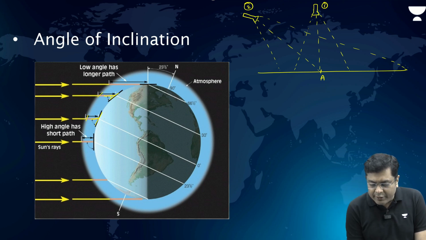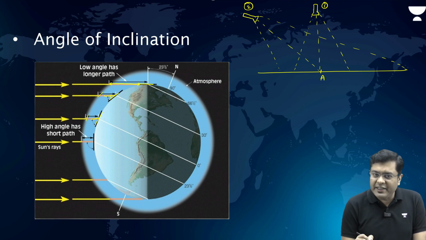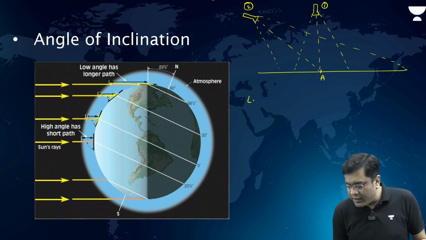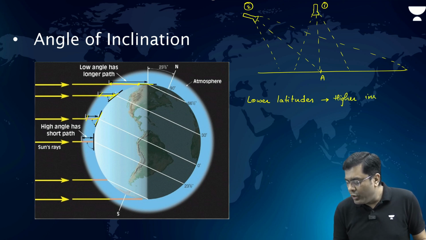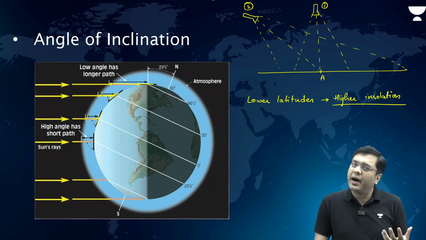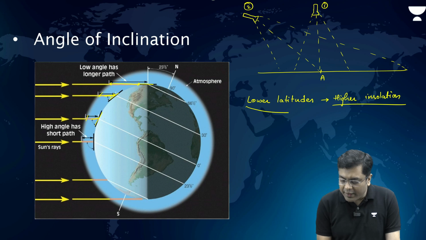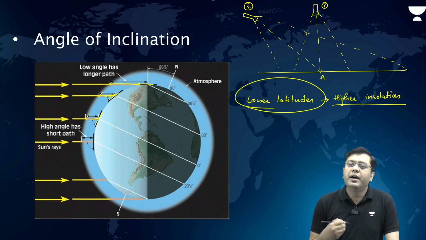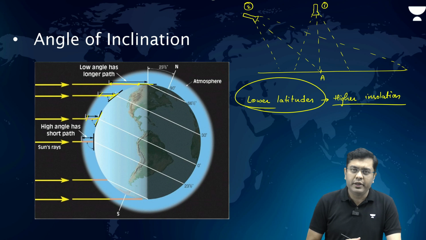Whereas when you talk about the higher latitudes, the solar rays cover a lot of distance within the atmosphere itself. So they get diminished. Hence, lower latitudes will receive greater amount of insolation, higher insolation. This is one of the factors due to which in the lower latitudes you will always observe a slightly higher temperature as compared to the regions of higher latitude. So the lower latitudes have a higher insolation, higher latitudes lower level of solar insolation.